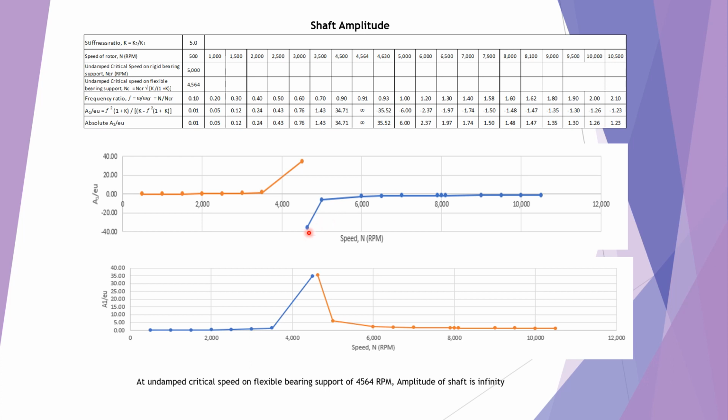Similarly, for the shaft amplitude at critical speed, you see this is infinite. The x-axis is speed and the y-axis is amplitude. So the shaft amplitude is infinite at critical speed.